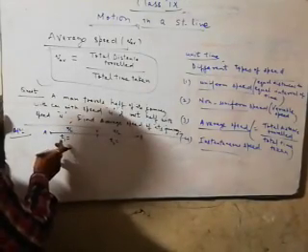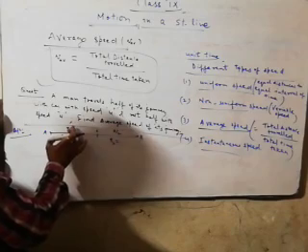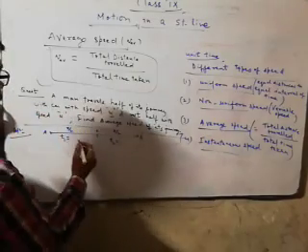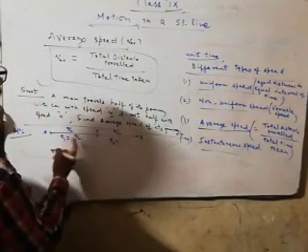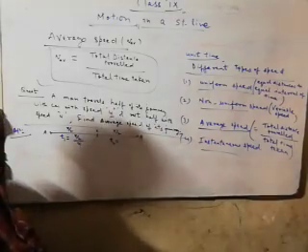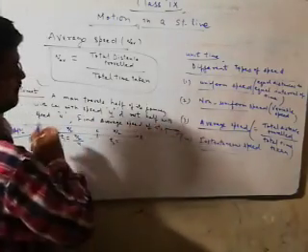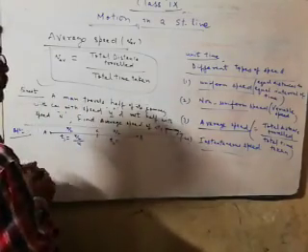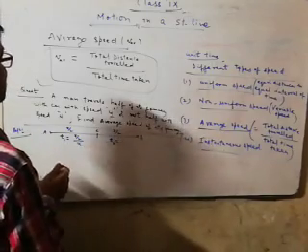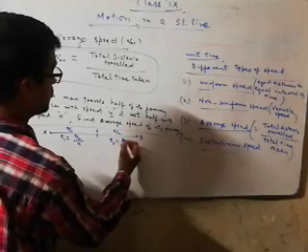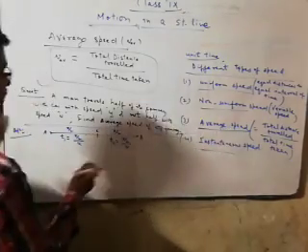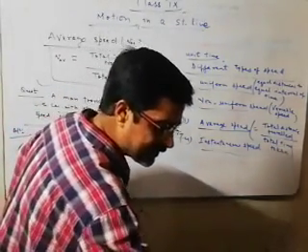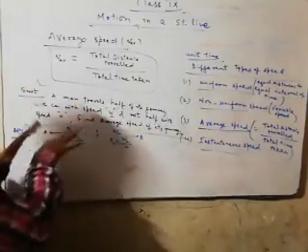But what is t1? t1 is the time taken to travel the distance x by 2 when the speed is u. So time t1 will be distance by speed, x by 2u. And what is t2? t2 is the time taken for the man to travel x by 2 distance with speed v. So distance by speed is time t2. So now our formula comes.